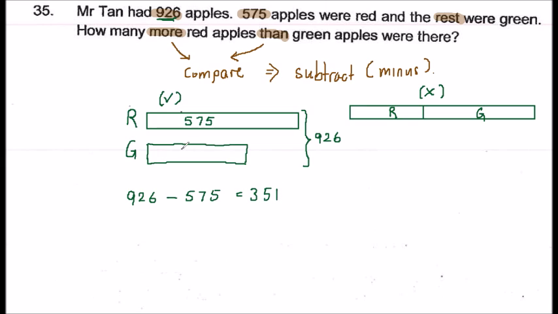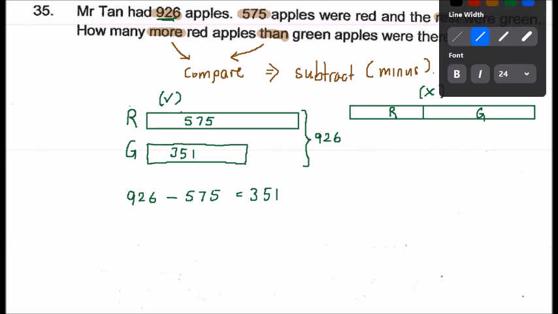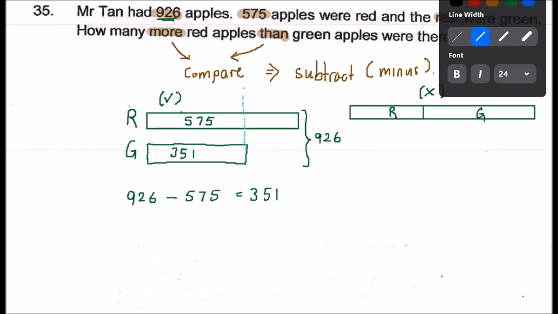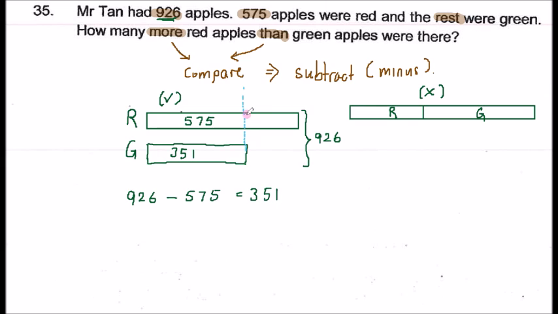Why? Because this 351 goes into the green. But what we want to find is how many more red than green. So what we need to do is draw a line here. You can see we need to draw a line here. We want to compare how much more. Jane, we are finding this pink color region. Can see? I'm shading for you. How much more? Jane, you understand?